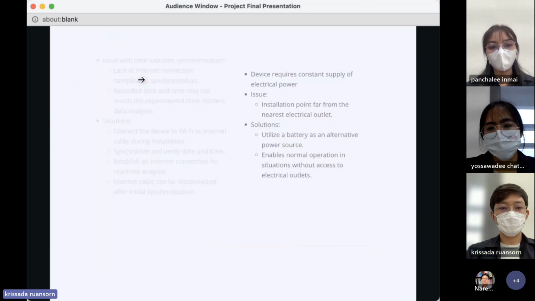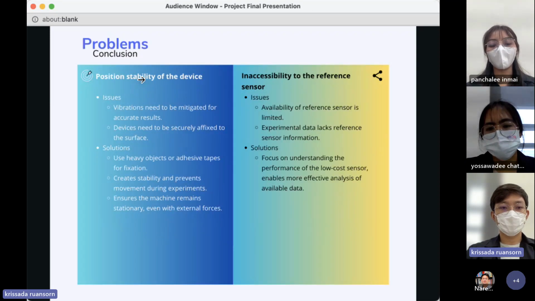The third problem pertains to the stability of the device during the experiment. To mitigate vibrations, it is important to securely affix the device to the surface using heavy objects or adhesive tape. This ensures that the device remains stationary and produces precise experimental results.